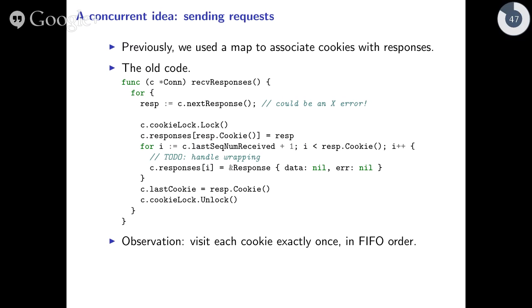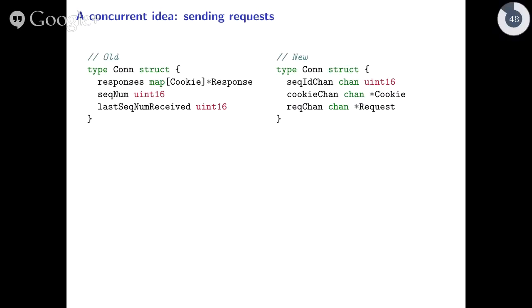And this was a really key observation that it seems obvious in retrospect, but every cookie is visited exactly once, and the order of that visitation is first in, first out. So we have a built-in thread-safe queue into the language, and channels, again, come to the rescue. So old data structure, new data structure. We have a channel for our sequencing. We have a channel for our cookies, and we have a channel for requests.